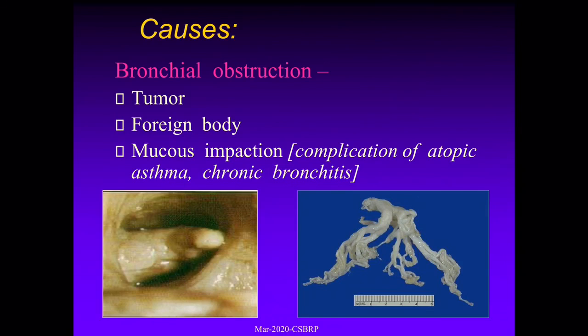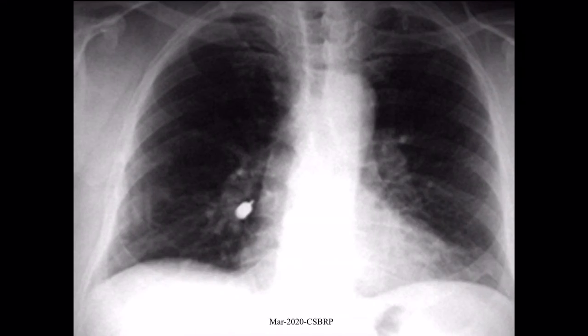So this slide tells you some of the causes for obstruction like tumor, foreign body, or impacted mucus. So impacted mucus, if you recollect the bronchial asthma, the secretions are so tenacious and they form a bronchial cast, and this is associated with obstruction of the bronchioles, and this can result in bronchiectasis if it is infected.